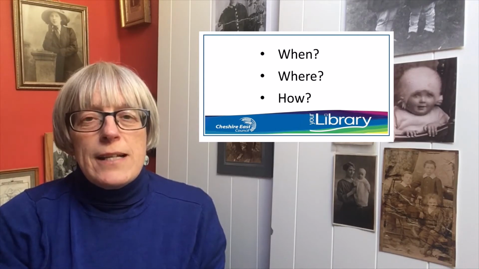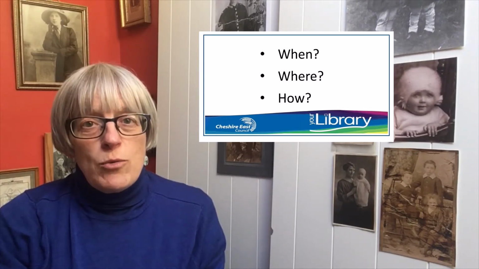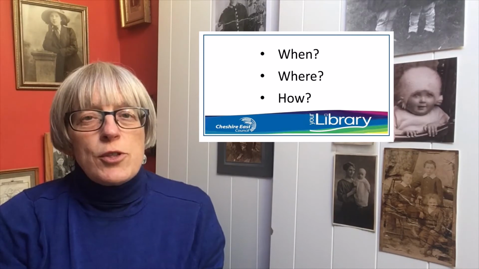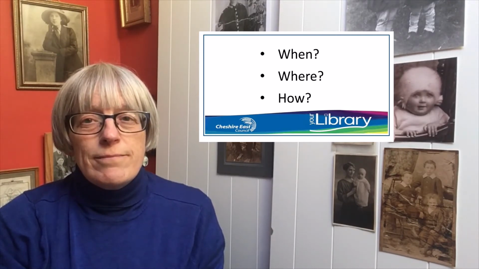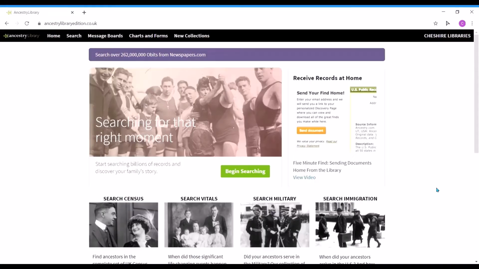Right, in this case it's Wikipedia, which is not always 100% reliable, so we will try to corroborate the information by using Ancestry. So here we are on the Ancestry Libraries Edition homepage. You can see the green Begin Searching button there. But we're going to scroll down the screen a bit.